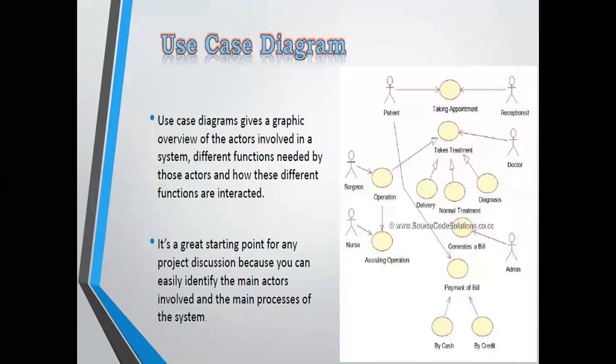There are several use cases like taking appointment, takes treatment. These are the generalization or association terms. Delivery, normal treatment, diagnosis, generate bill. These are the use cases. So these diagrams give the graphical overview of the system. Through this diagram, we can get how the system flows or what the structure of the system is. Okay, this is the use case diagram.